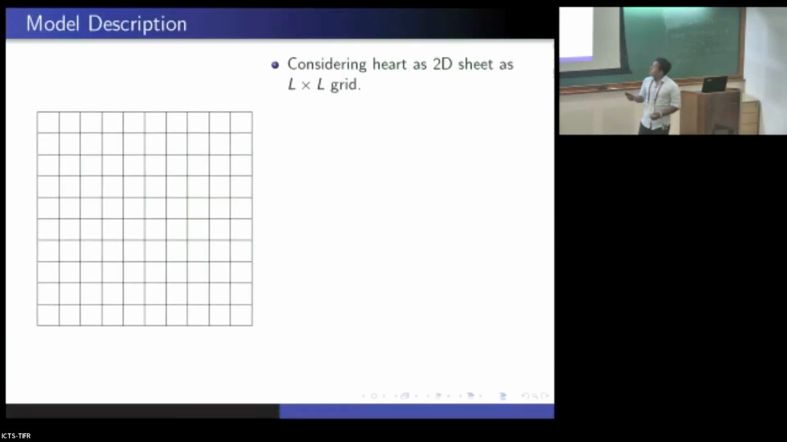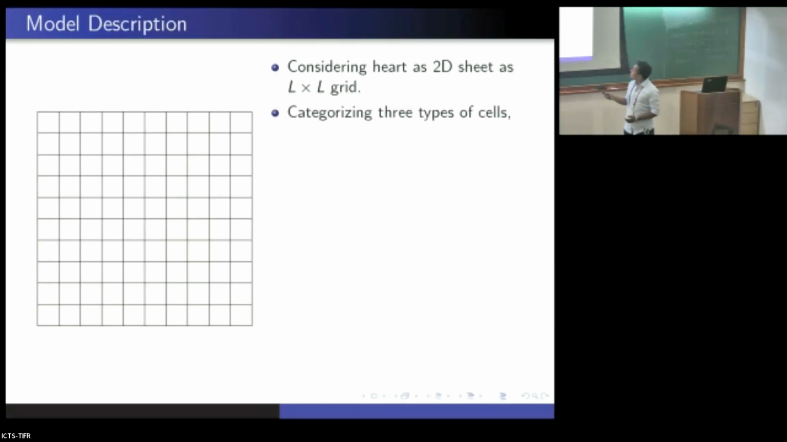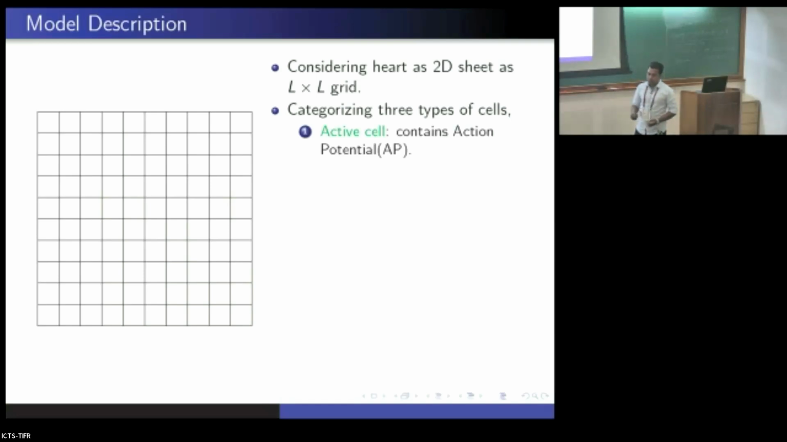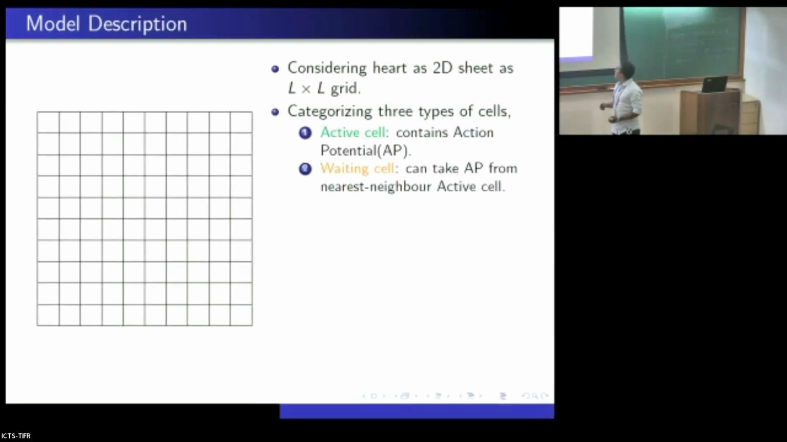In our model, we chose the heart as a 2D sheet, an L cross L grid, and each grid point corresponds to a cell, and we categorize three types of cells. First one is the active cell, which contains the action potential, and the second one is the waiting cell, which waits to get the action potential from a neighboring active cell. There are some transformation rules, I will come to that later. And the third one is the inactive cell. It's quite similar to a dead cell. Even if there is a neighboring active cell, it will not take the action potential at all.